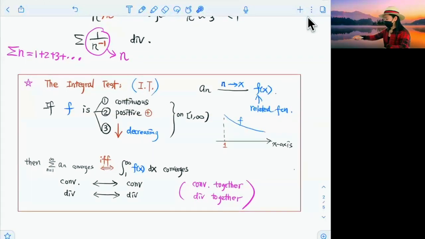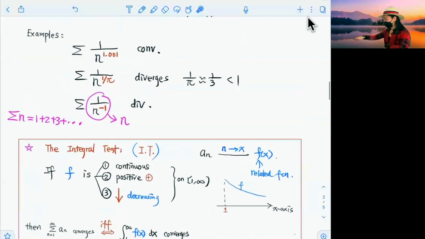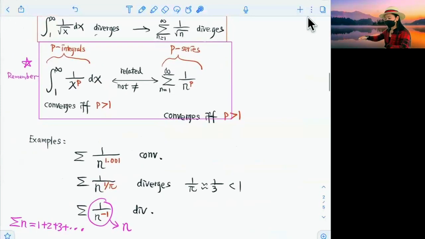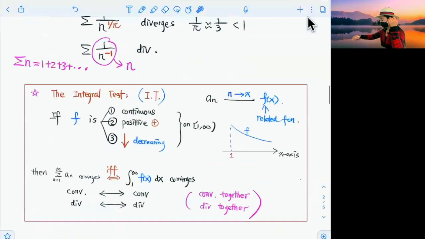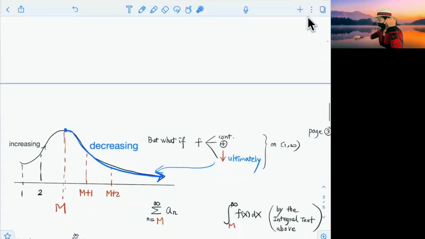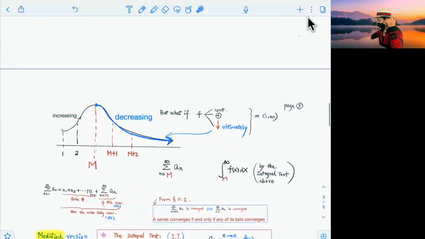So, without looking at this, I'm going to test you guys on the three conditions, three hypotheses for the function. Number one, the function f had to be what? Continuous. Number two, positive. And number three, decreasing, on 1 to infinity. Okay, good job. Now I'm going to modify this a little bit.